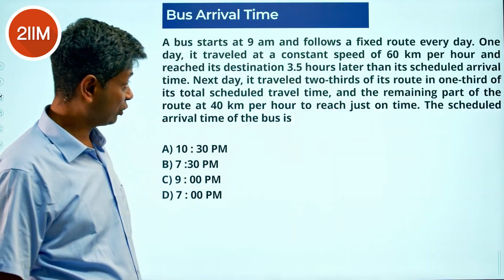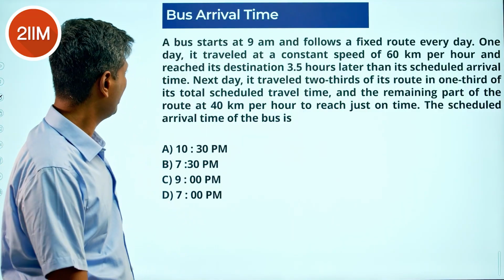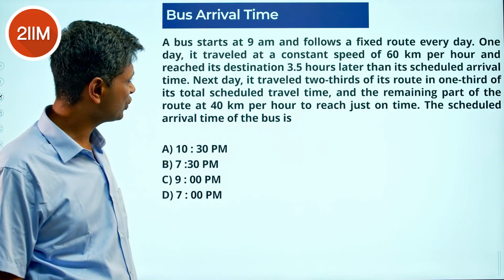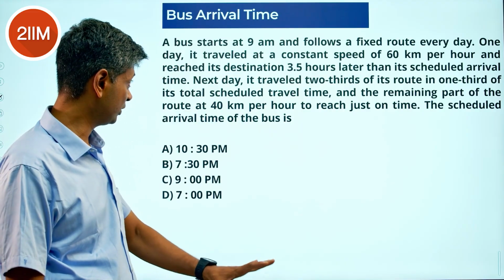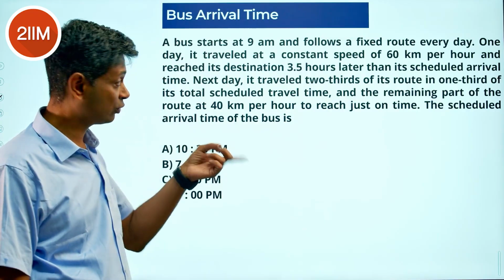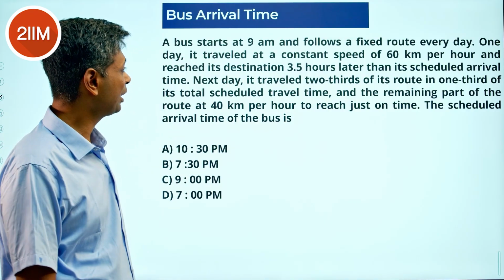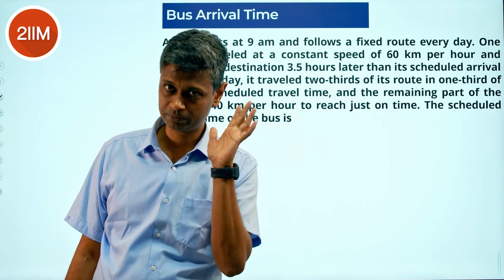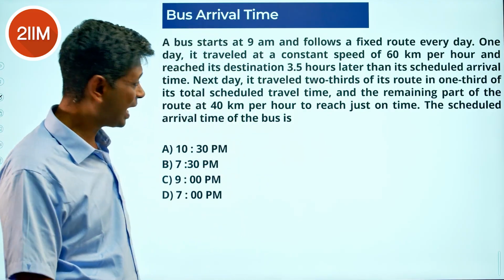9 a.m. and follows a fixed route every day. One day it travels at a constant speed of 60 kilometers per hour and reaches its destination 3.5 hours later than its scheduled arrival time. Next day it travels 2/3 of its route in 1/3 of its total schedule time, and the remaining part at 40 kilometers per hour, to reach just on time. The scheduled arrival time of the bus?